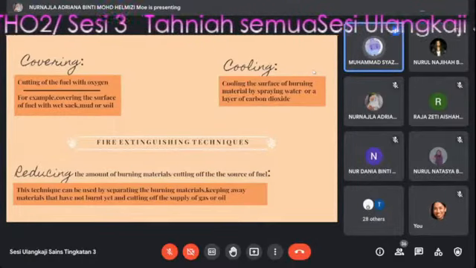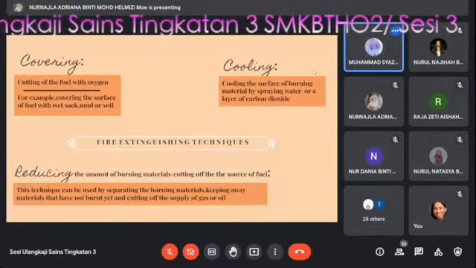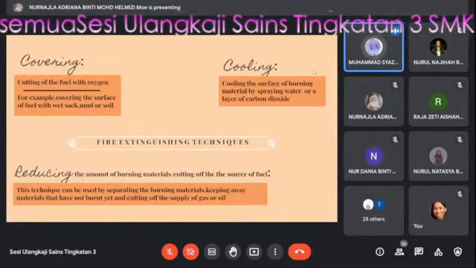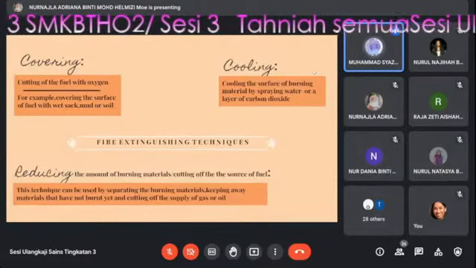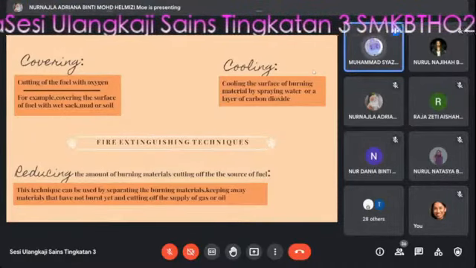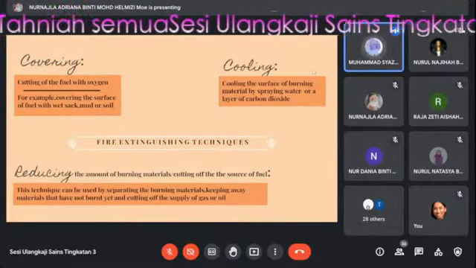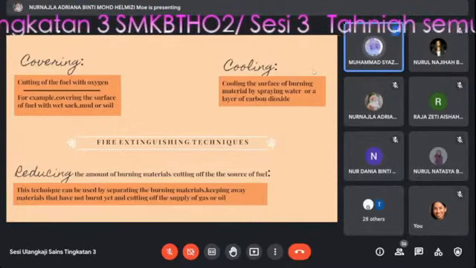For the third technique, reducing the amount of burning materials or cutting off the source of fuel. This technique can be used by separating the burning materials by keeping away materials that have not burnt yet and cutting off the supply of gas or oil. This technique is just cutting off the fuel so the fire cannot maintain itself for long.